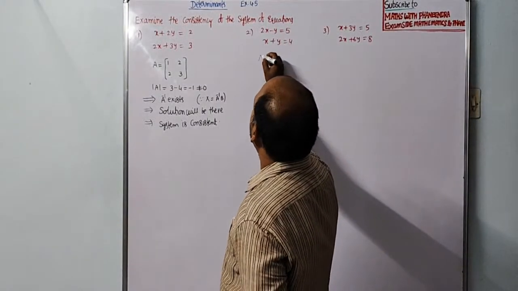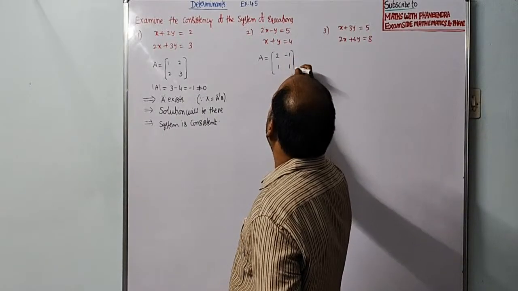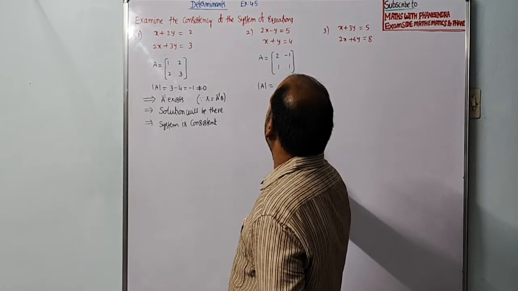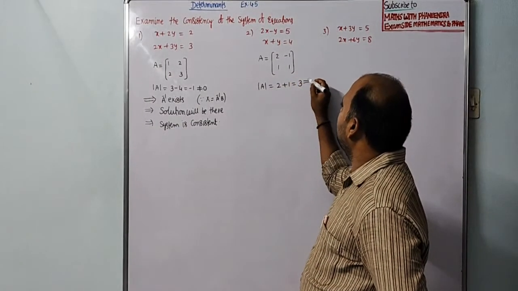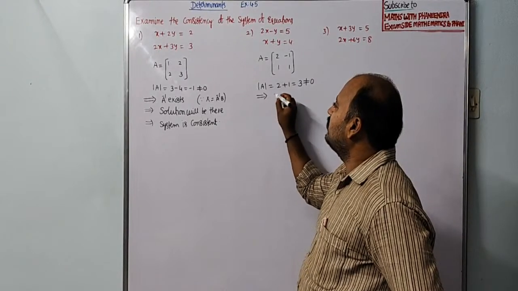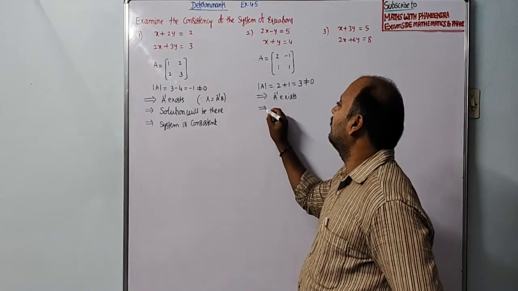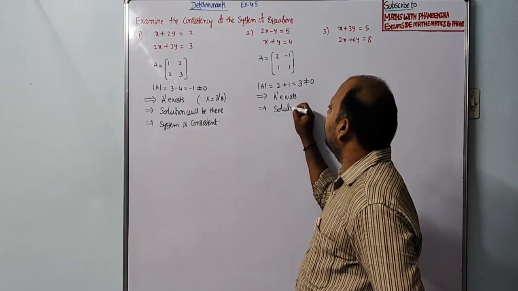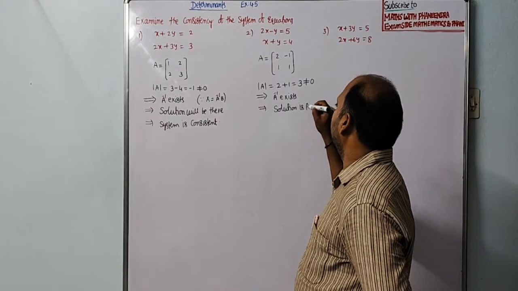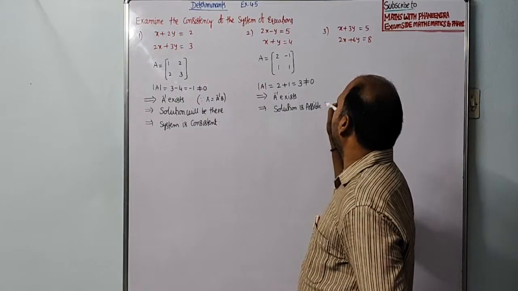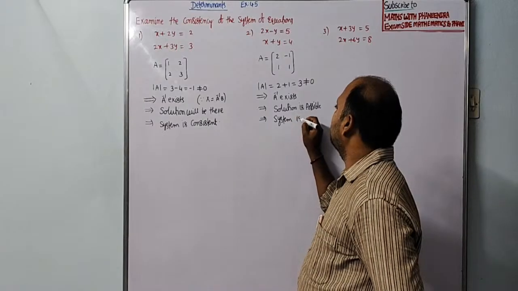Come to question number 2. A equal to 2, minus 1, 1, 1. So find the determinant of A: 2 minus of minus 1, 2 plus 1, that is 3. 3 is not equal to 0 here also. So det A not equal to 0 means A inverse exists. Whenever A inverse exists, a solution will be there. Whenever a solution is possible, what type of system is it? Consistent. The system is consistent.